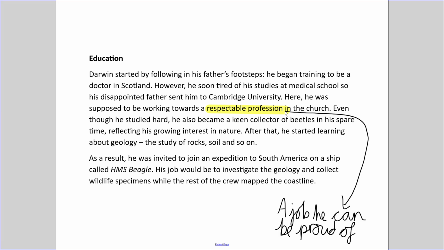Even though he studied hard, so he worked much harder this time, he also became a keen collector of beetles in his spare time, reflecting his growing interest in nature. So if he's a keen collector, what word might you put in there instead of the word keen? Perhaps avid, that's been one of our speed words in the past. Enthusiastic.